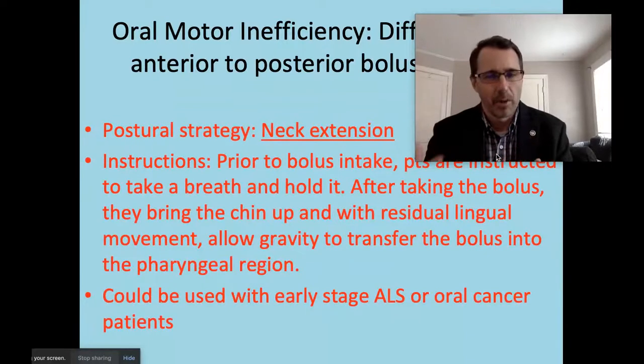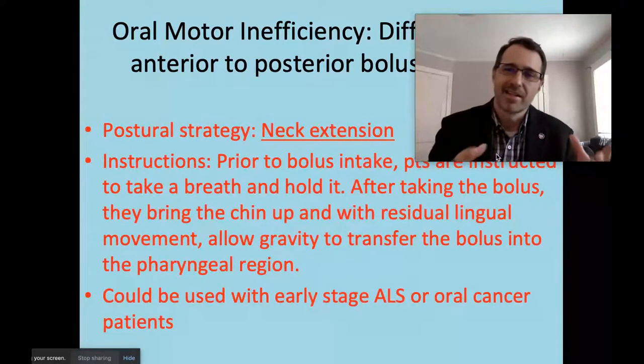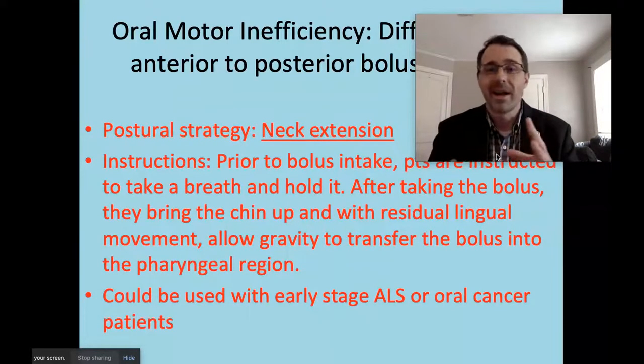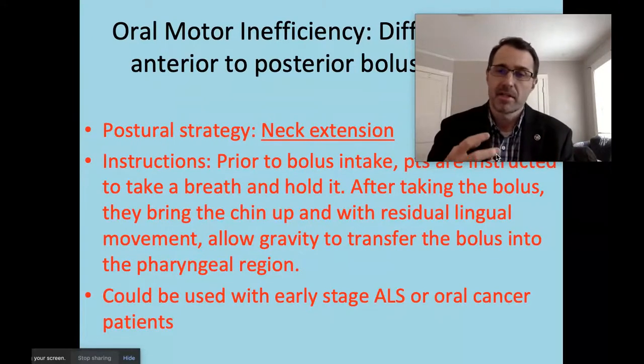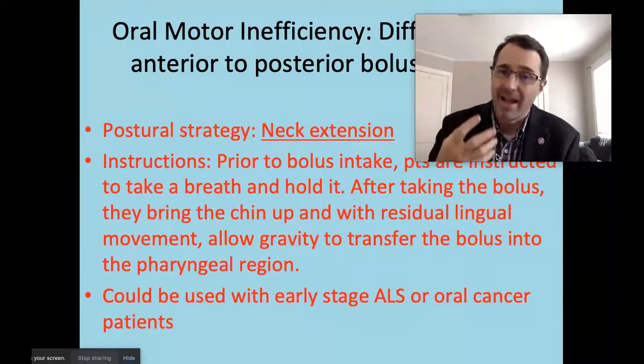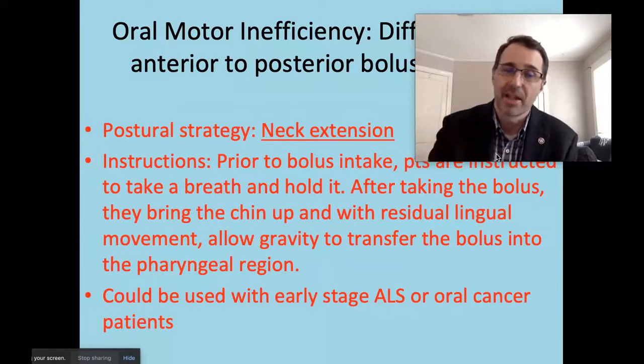keep them from having appropriate AP transit, such as ALS patients, patients with a significant motor deficit, or, as we've already discussed, patients that have some form of oral cancer, or perhaps like glossectomy patients, patients that have no tongue. This is the kind of strategy that is going to be useful for them.